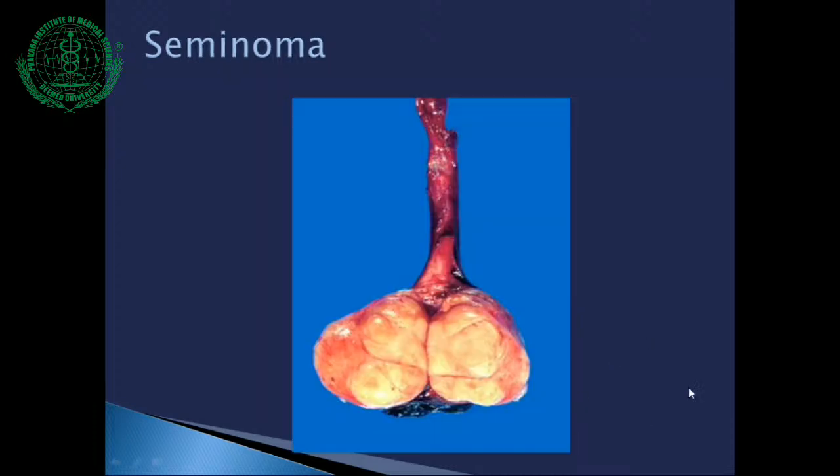This is the spermatic cord, and this is the tumor, that is a seminoma. On the cut section it shows a lobulated appearance, and characteristically there is an absence of the hemorrhage and necrosis that will be seen in the other non-seminomatous germ cell tumors.